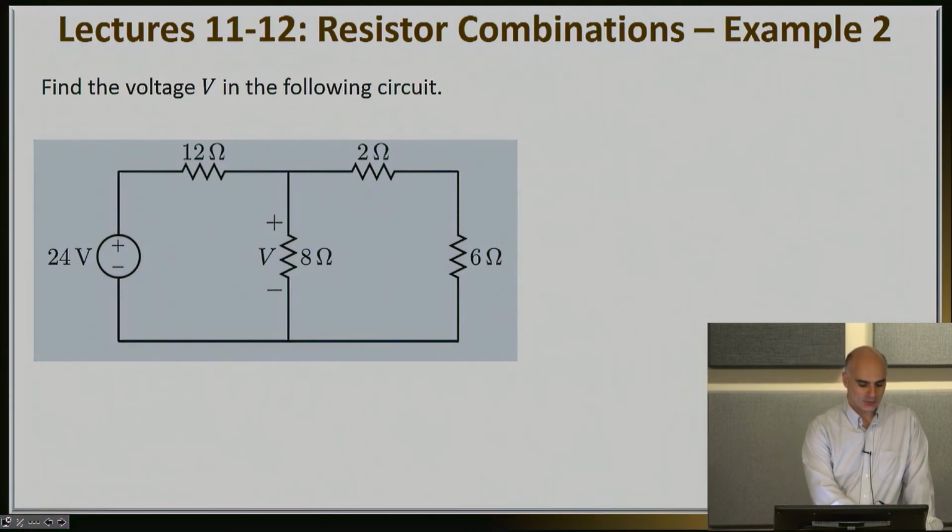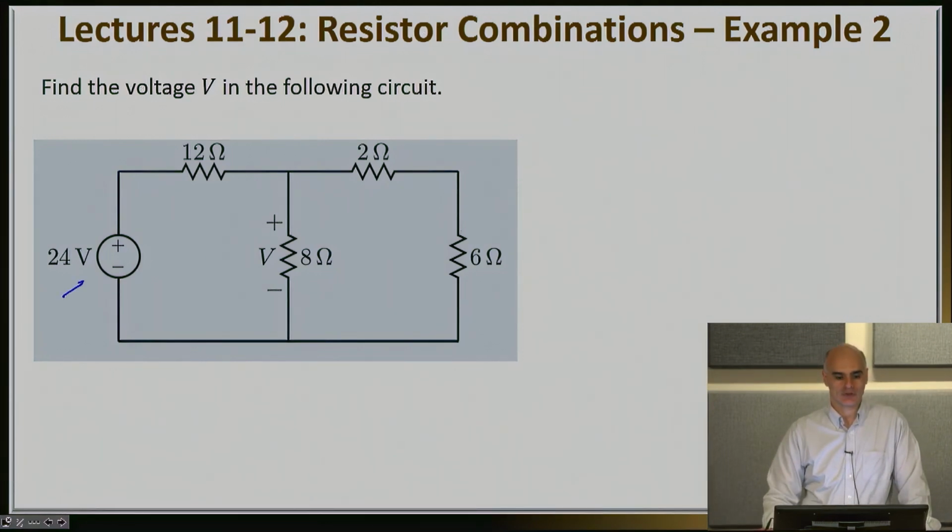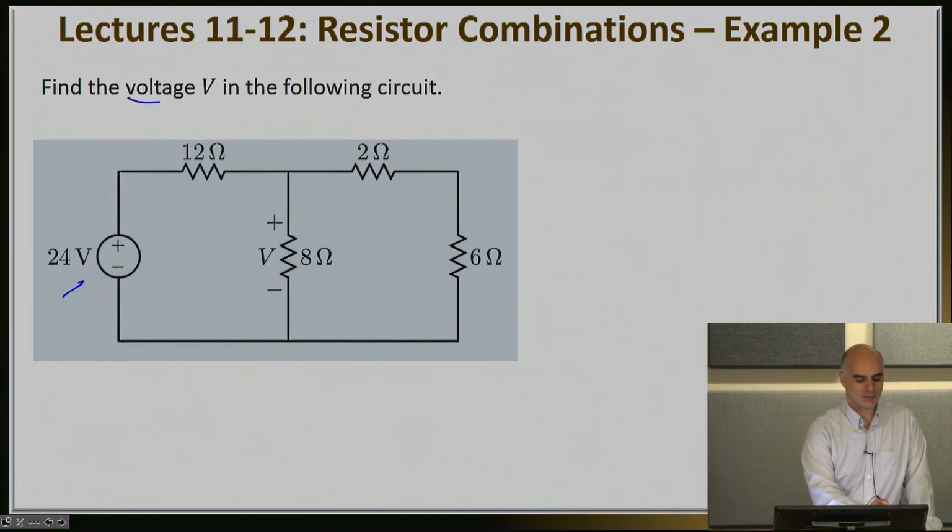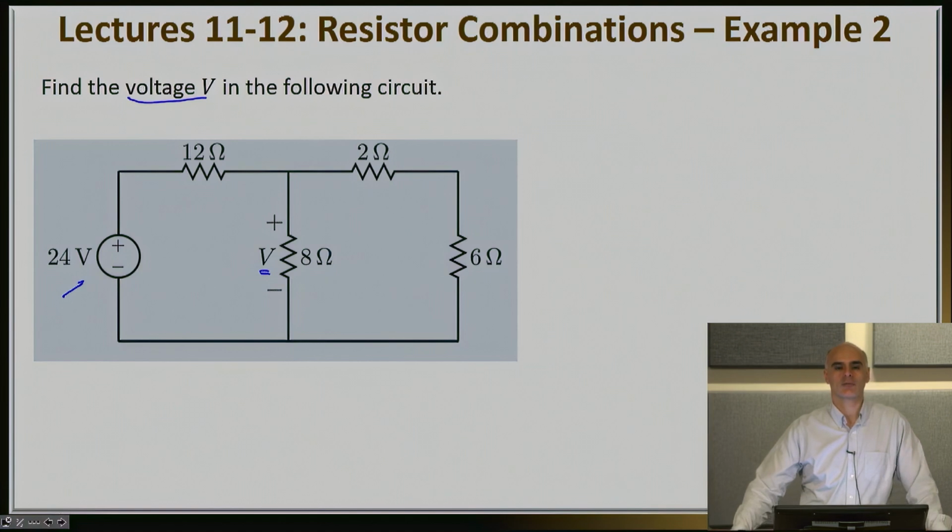We have a 25 volt ideal voltage source, and then we have four resistances connected, 12 ohms, 8, 2, and 6. The main question that we want to answer here is we would like to find the voltage V right here, which is the voltage drop across the 8 ohm resistor.